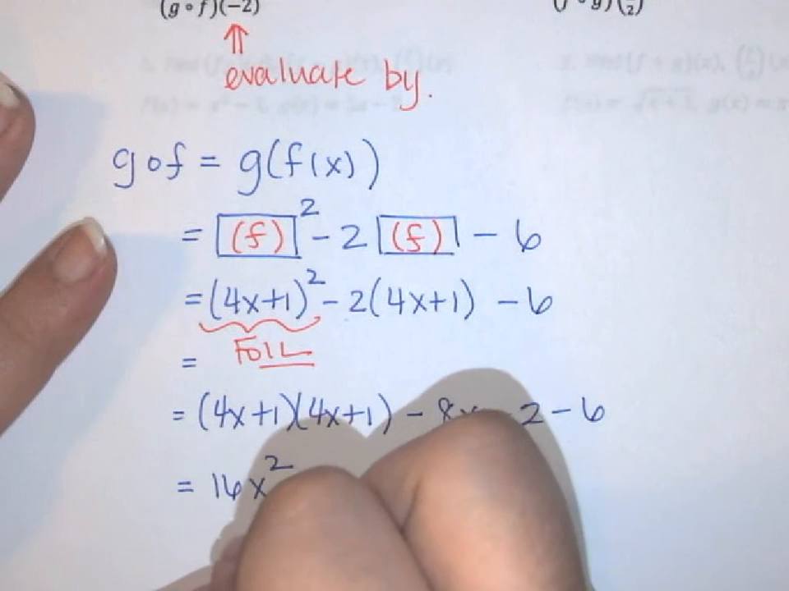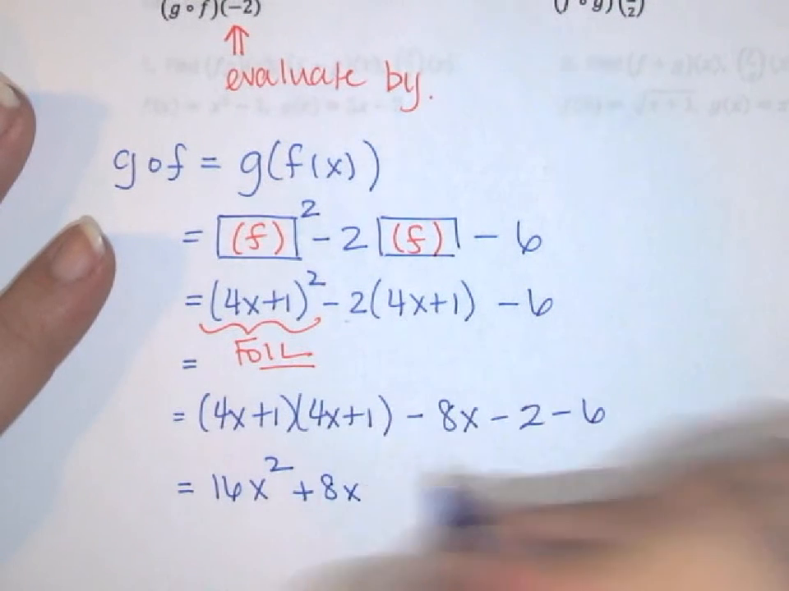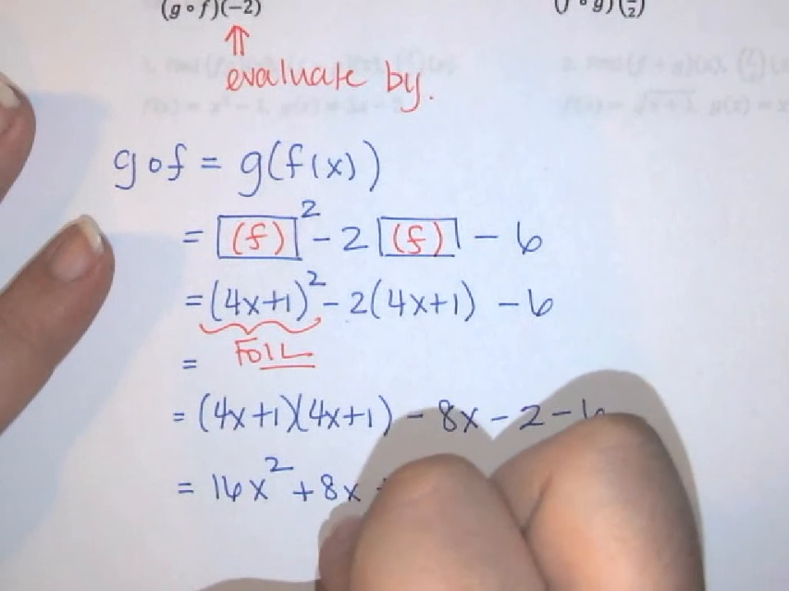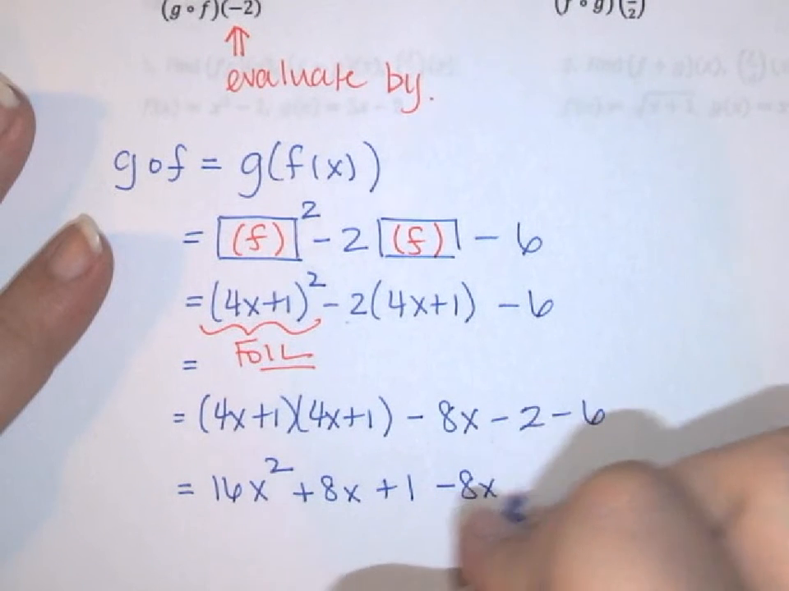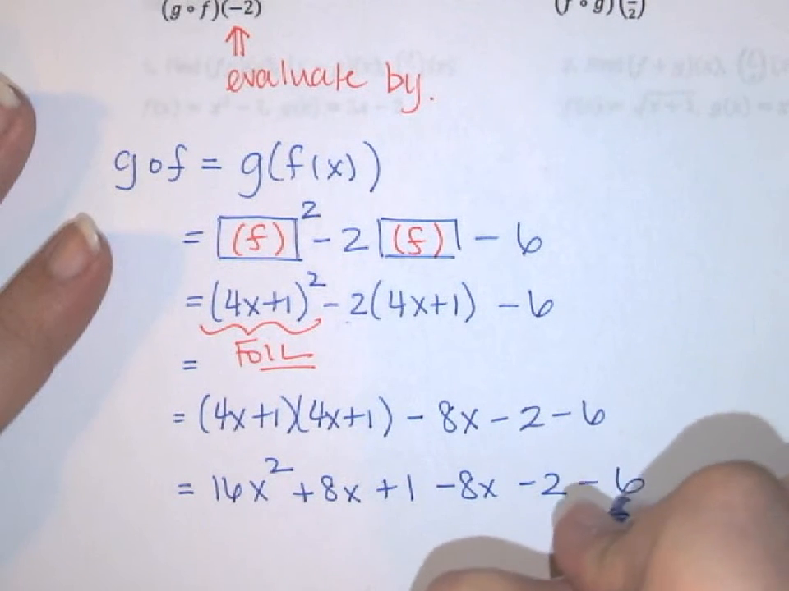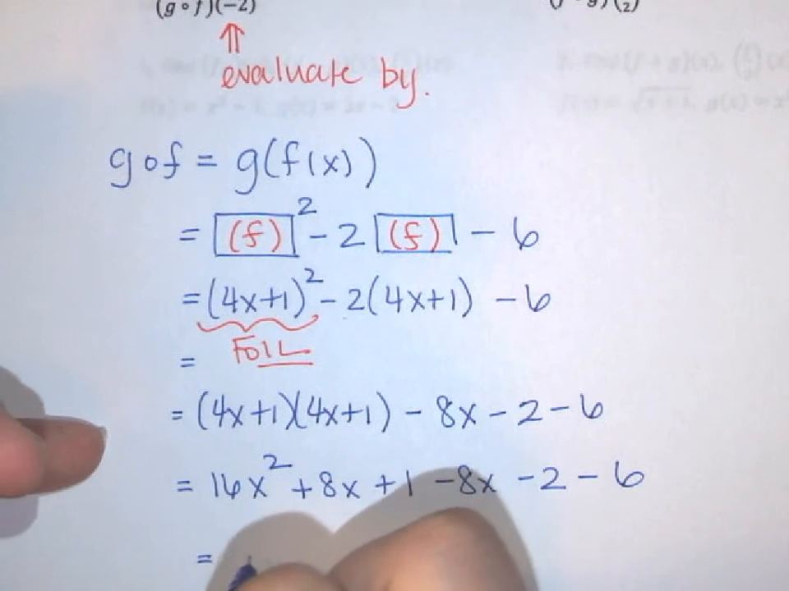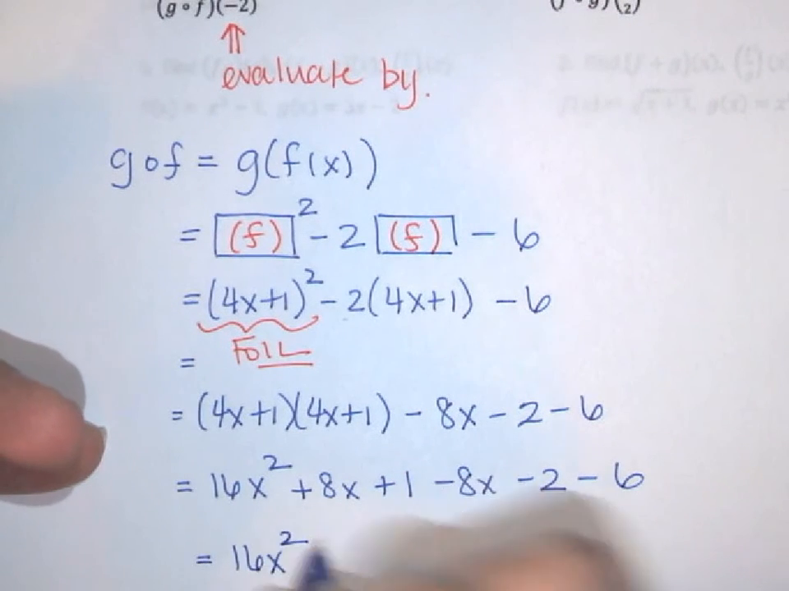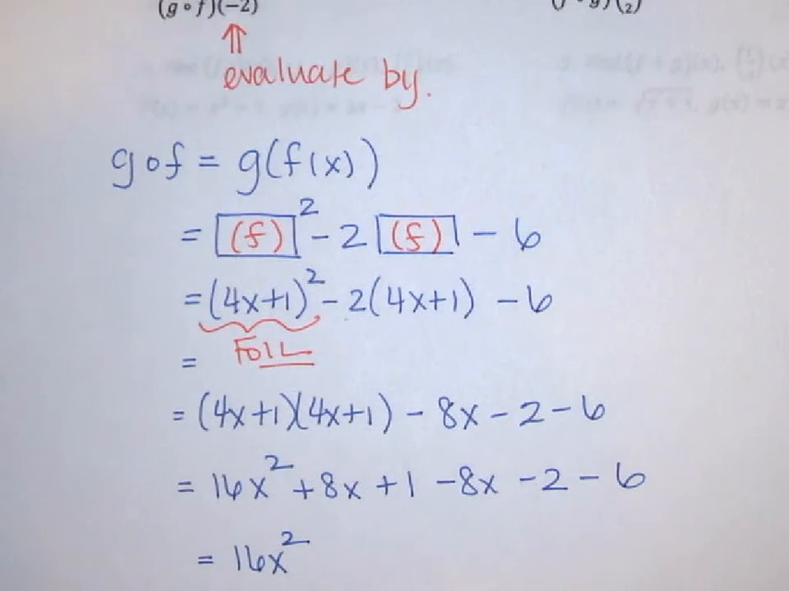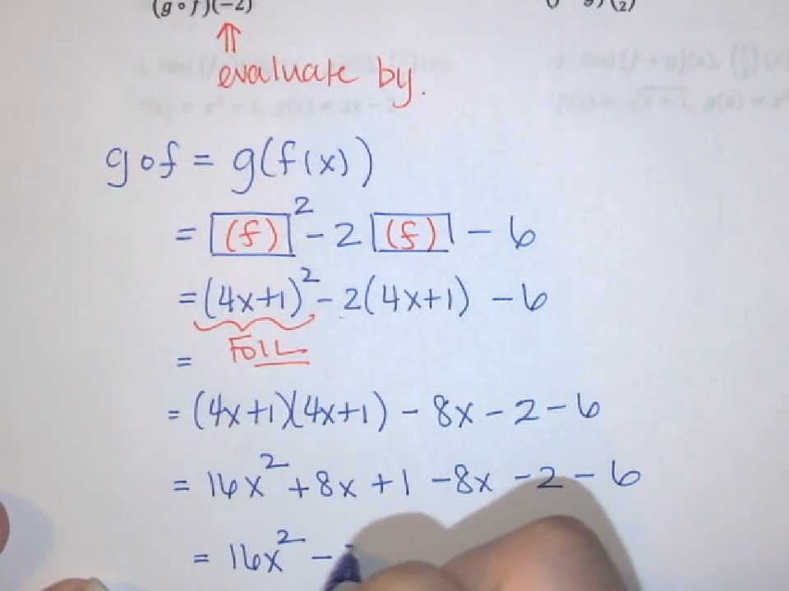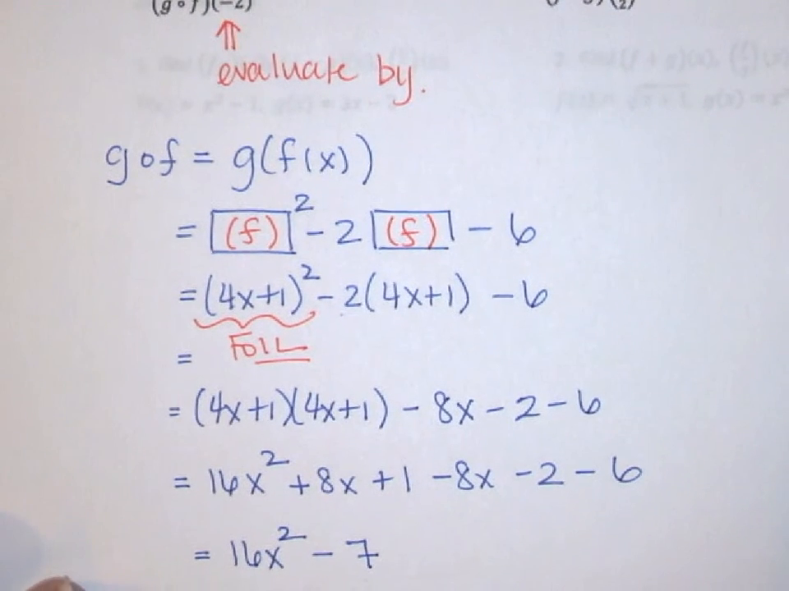You add those together, so this becomes 8x. And then 1 times 1 is plus 1. Minus an 8x minus 2 minus 6. Okay? So here I've got a 16x squared, so that carries down, so 16x squared. 8x minus 8x is 0, and then I have 1 minus 2 minus 6, which is a -7. So this is going to be 16x squared minus 7.